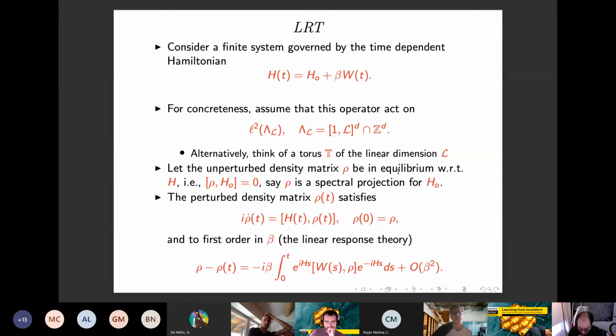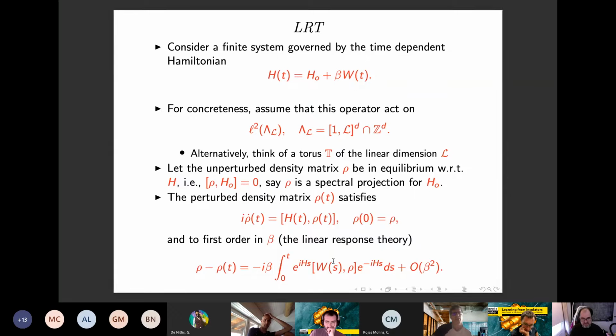So you start with some unperturbed density matrix, so I assume that W times D0 is 0, right? So then you start with an unperturbed density matrix, which is commuting with the Hamiltonian at time 0, and then you evolve it in time according to the Heisenberg picture. And then in the first order in beta, you get this linear response formula that I have written here.